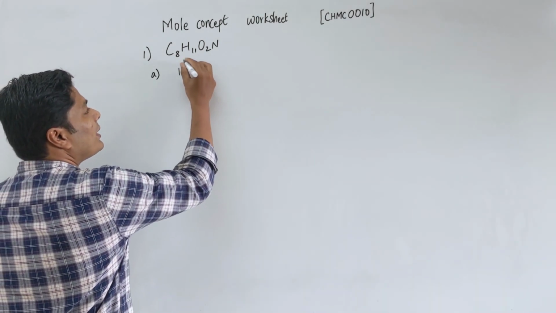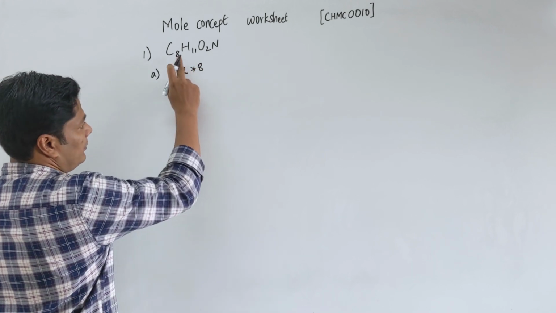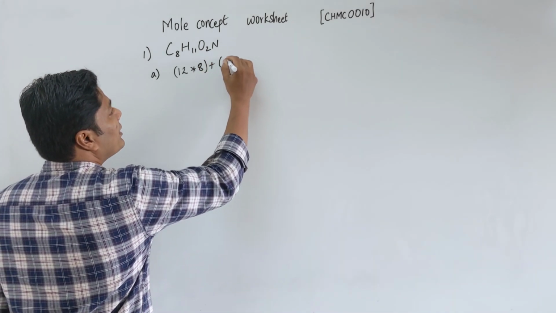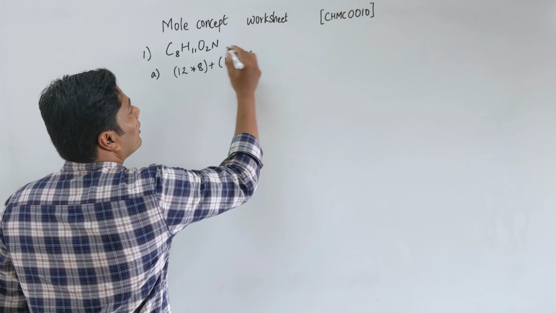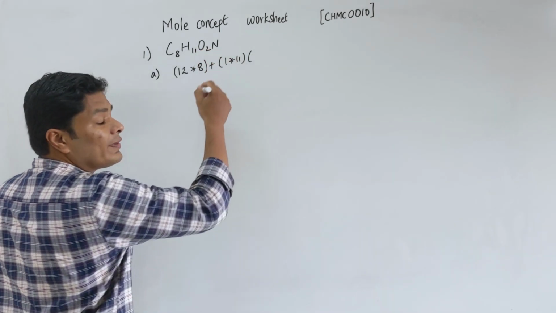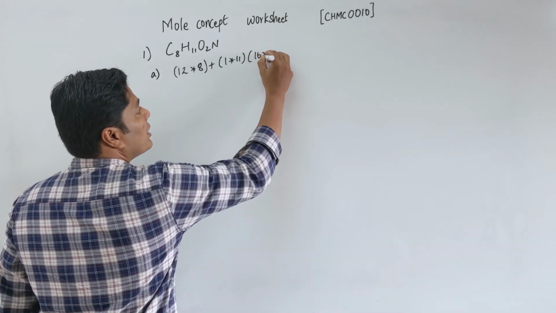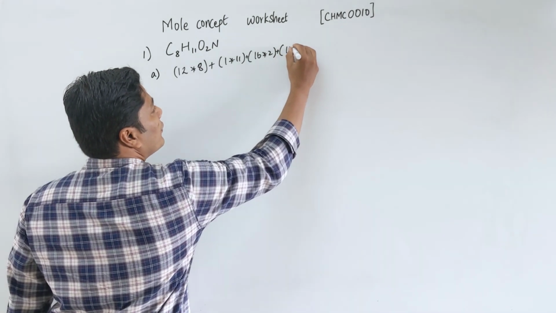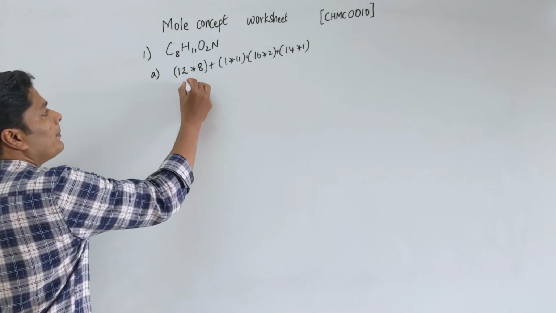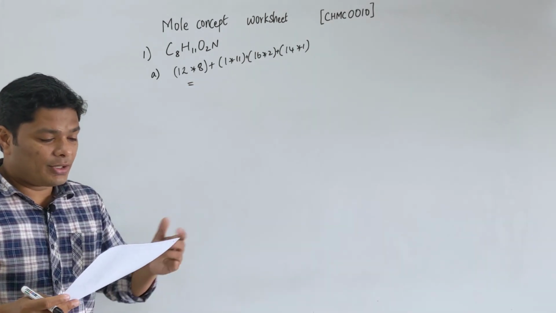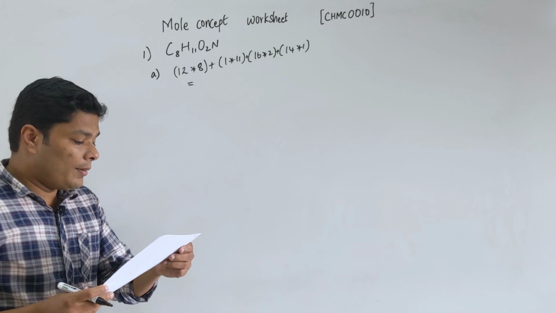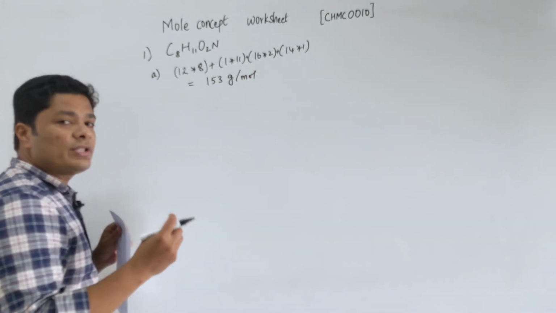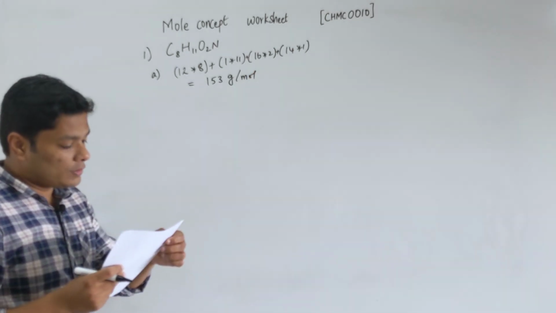So we have 8 carbons, each carbon is 12 gram per mole, plus hydrogen is 1 times 11, plus oxygen, which you have to take as O, is 16 times there are 2 oxygens, plus there is 1 nitrogen, and each nitrogen is 14. This is straightforward. I just want an approximate answer. You should get something around 153, and the units are gram per mole. We won't use AMU as units for this one. We will use gram per mole.